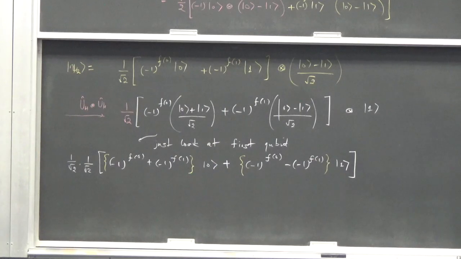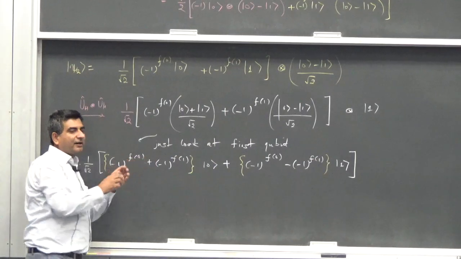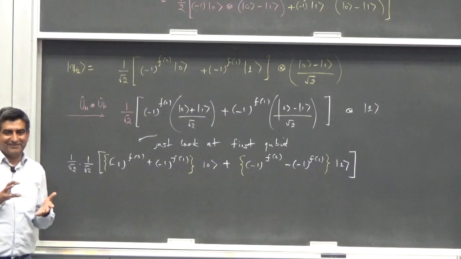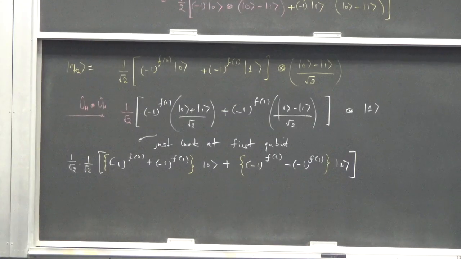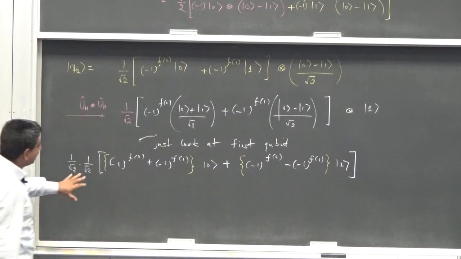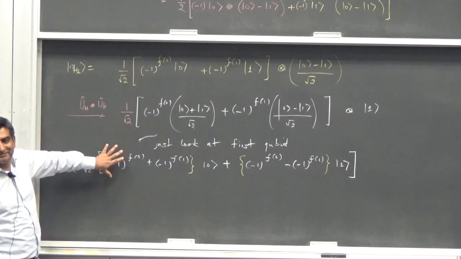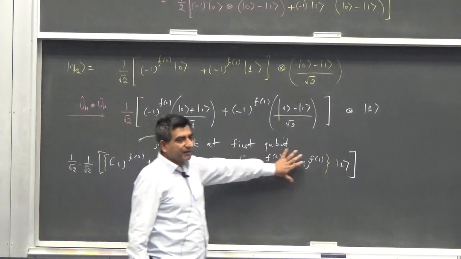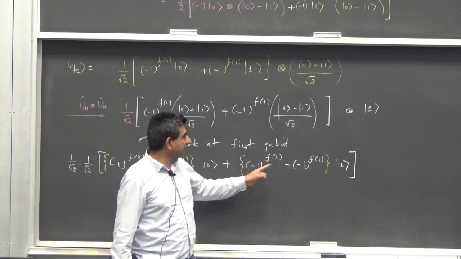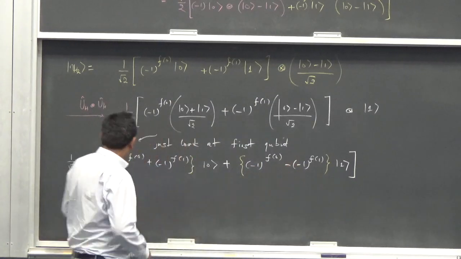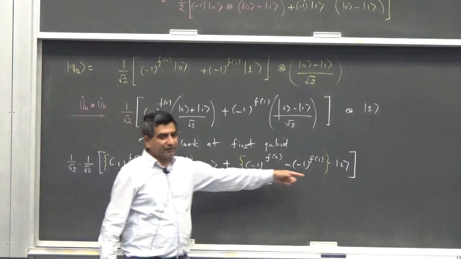Isn't it true? So if f0 and f1 are different, which means that if the function is balanced, which means f(0) is 0, f(1) is 1, then this term disappears. But this term survives fully. So this becomes a 1, this becomes a 1, this becomes 2. That 2 cancels off with this, you're left with ket 1.